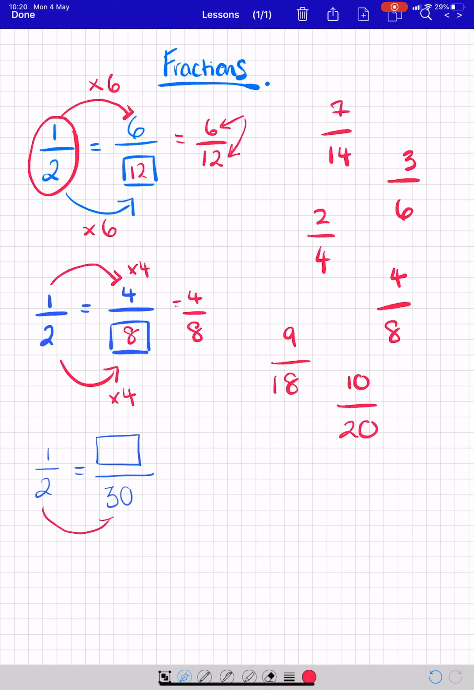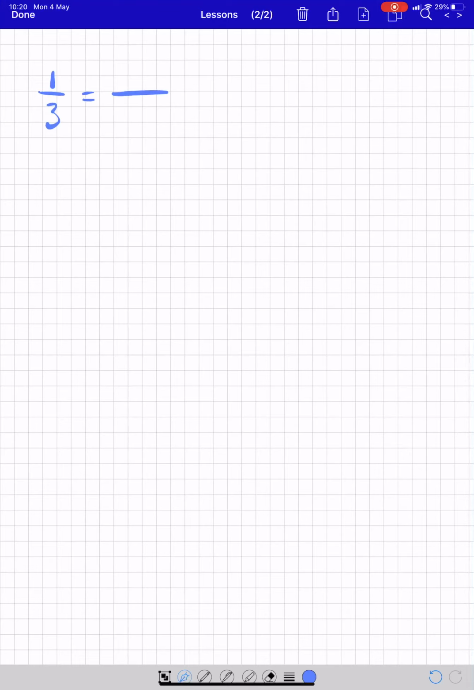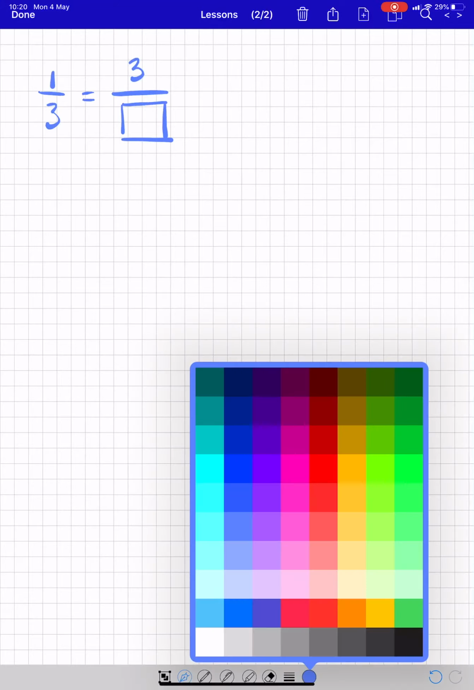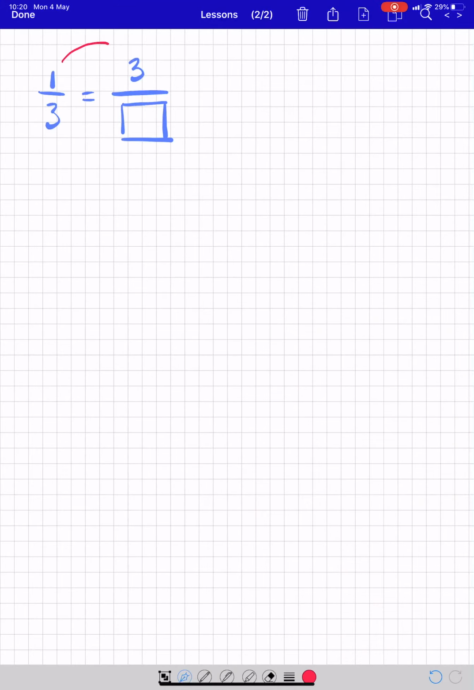Let's do another example. So here we have a third. Okay, and a third is equivalent to, put something on the bottom. Okay, so whatever's on the top, all we're going to do is multiply. So 1 times 3 is 3. So 3 times 3 is 9. Okay, so you're just timesing the top and bottom by exactly the same number.